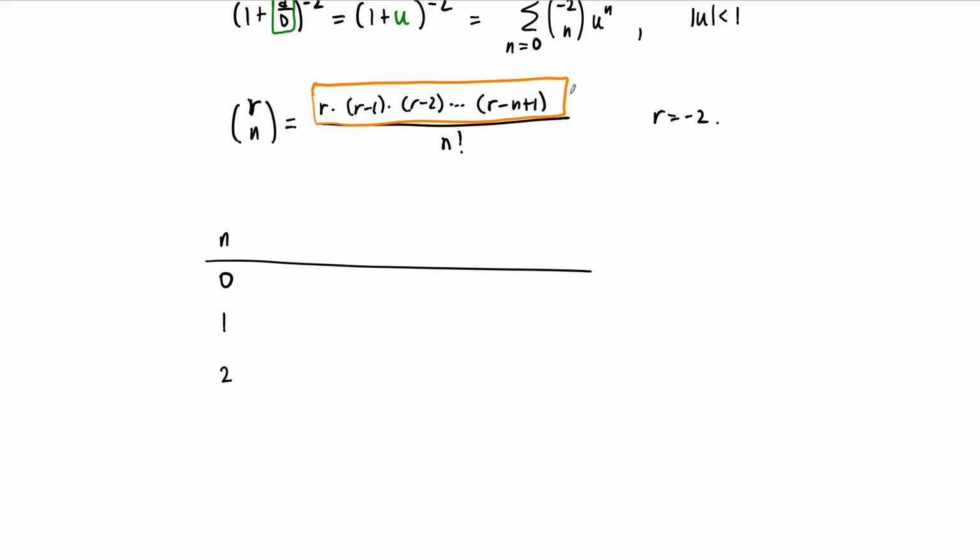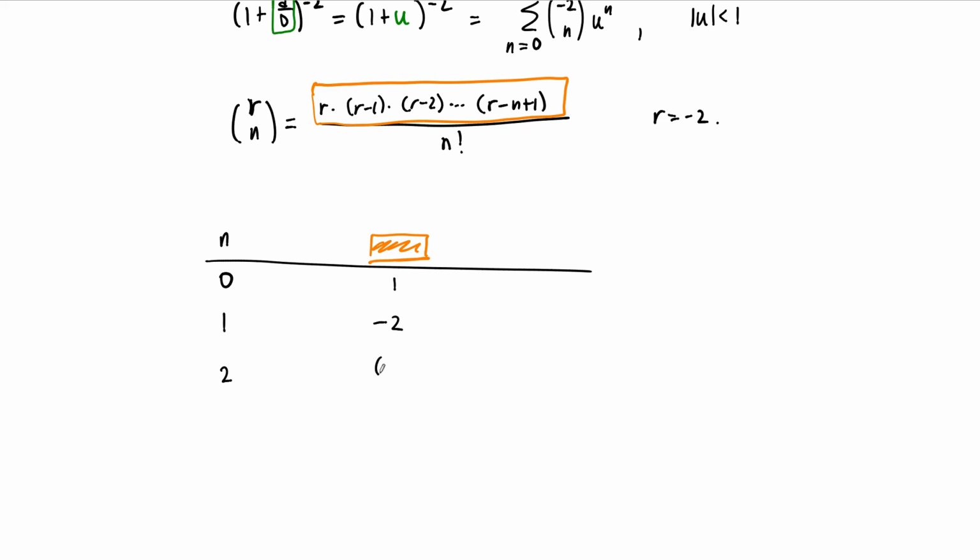Let's not give this term a name; let's just call it the orange box. So what's in this orange box? When n is 0, this is 1. When n is 1, this is just equal to negative 2. Then as n counts up, we have to start multiplying this by numbers equal to r minus 1, so subtract 1, and then continue on.